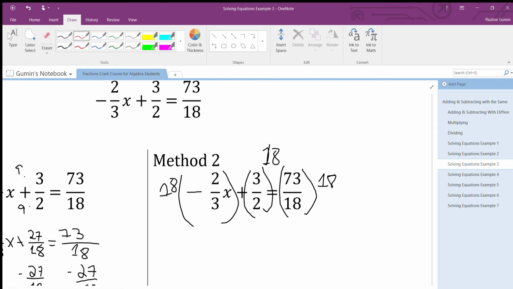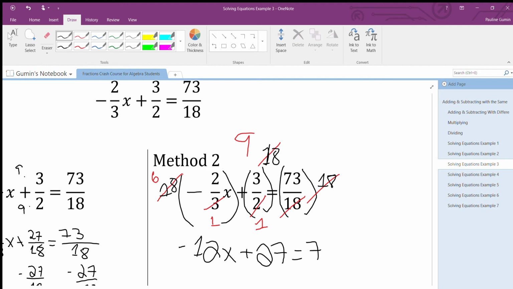Let's multiply. Let's start with the left. 18 and 3 cancels out into a 1. 18 becomes 6. 2 and 18 cancel. 2 becomes a 1. 18 becomes a 9. And these 18s cancel out completely. Okay. So we have negative 12x plus 27 equals 73. I got 12 and 27 by multiplying 6 by 2 and 9 by 3, those numbers that we have in red.